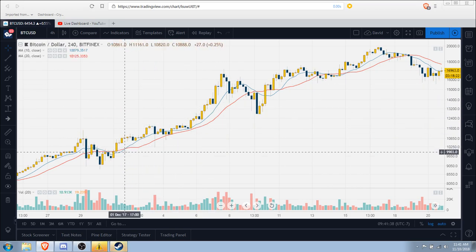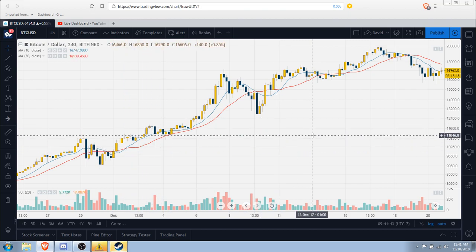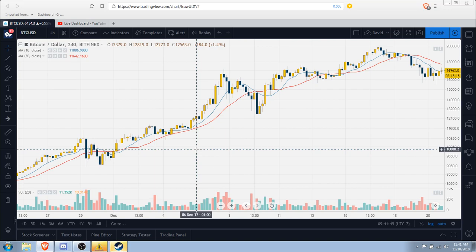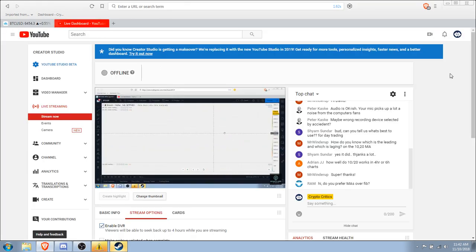I usually use a trailing stop loss around, if I'm trading on the 4-hour or higher, it's usually going to be around a 10% value of the current price. So if the current price is $10,000, my trailing stop loss is going to be $1,000. If the current price of whatever I'm trading is $105, my trailing stop loss is going to be around $10 value, right? So that's kind of a rule of thumb.